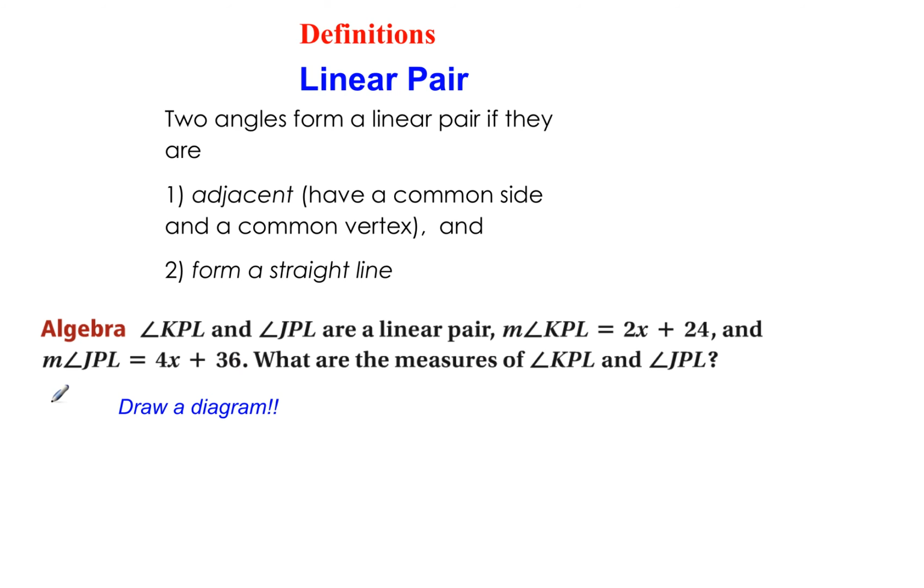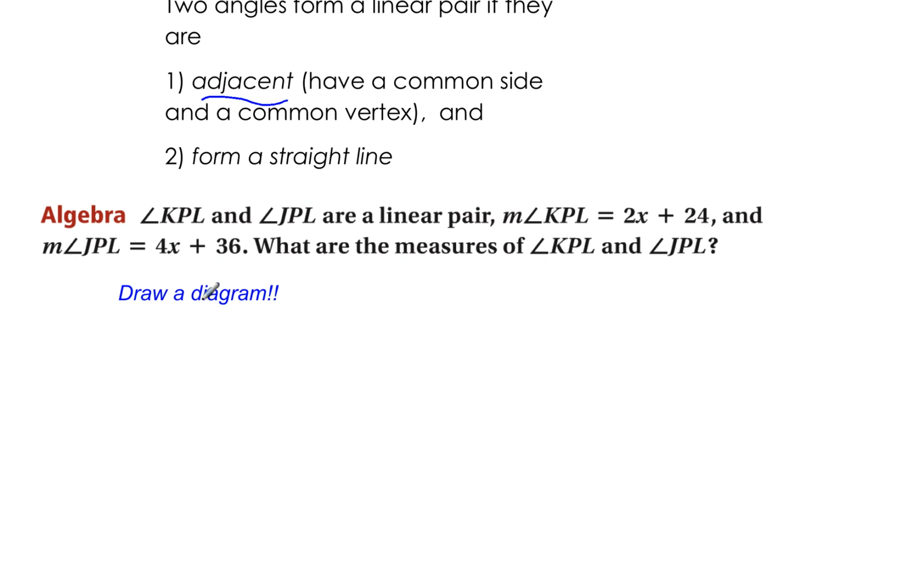The next angle is called a linear pair. Two angles form a linear pair if they are adjacent, and we just reviewed what adjacent is, and if they form a straight line. So let's take an example. Angle KPL and angle JPL are a linear pair. The measure of angle KPL is 2x plus 24, and the measure of angle JPL is 4x plus 36. What are the measures of KPL and JPL?